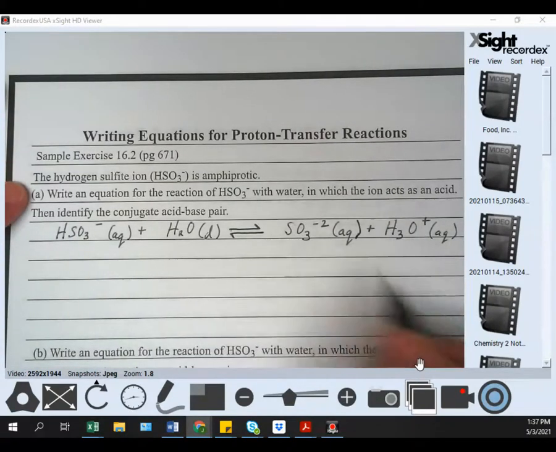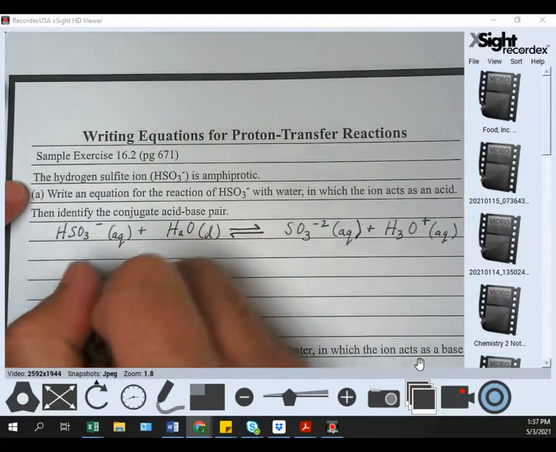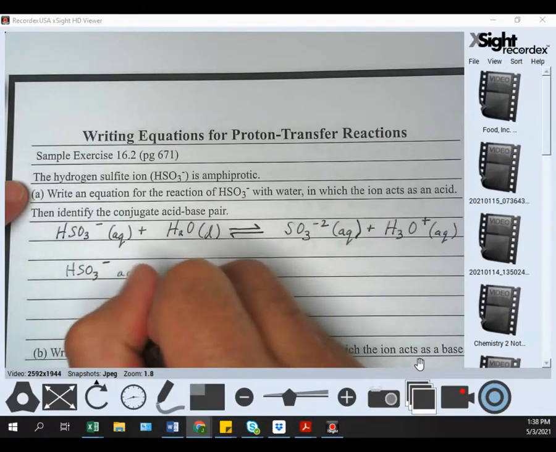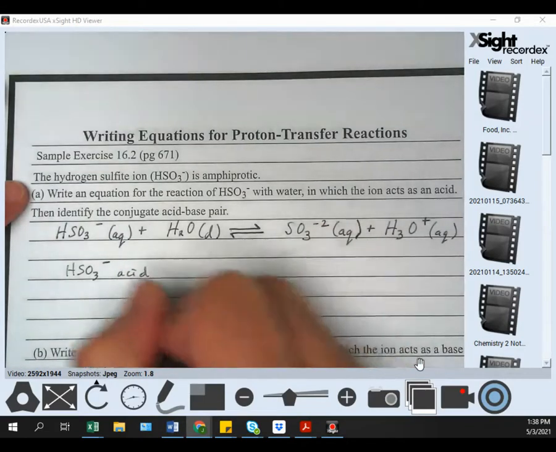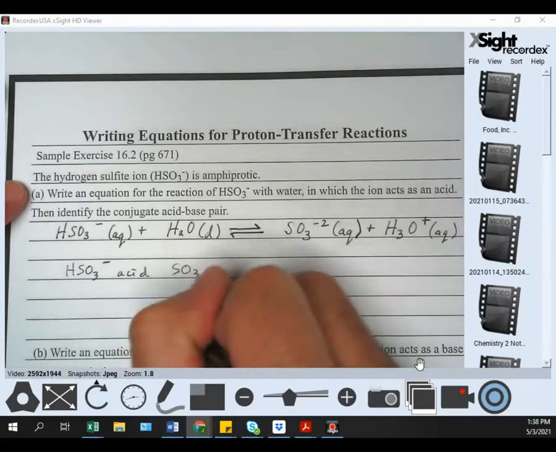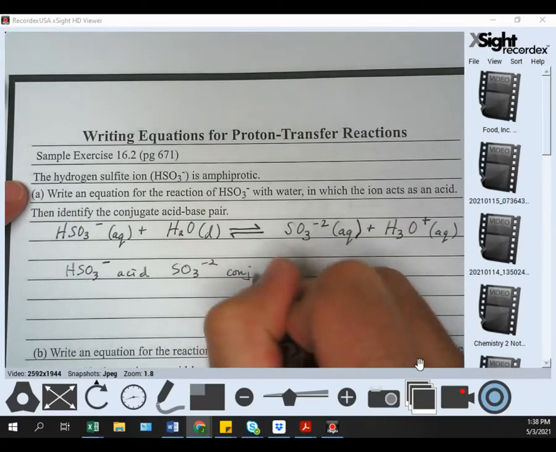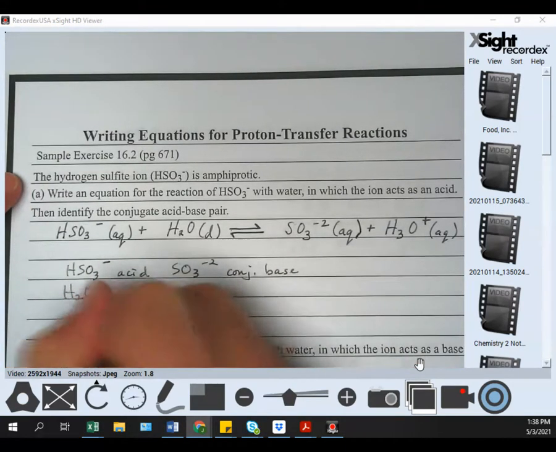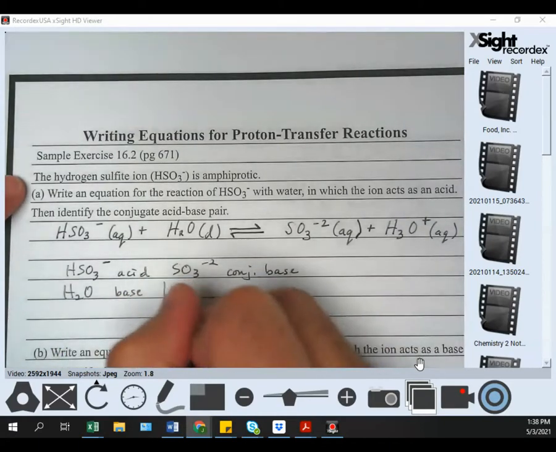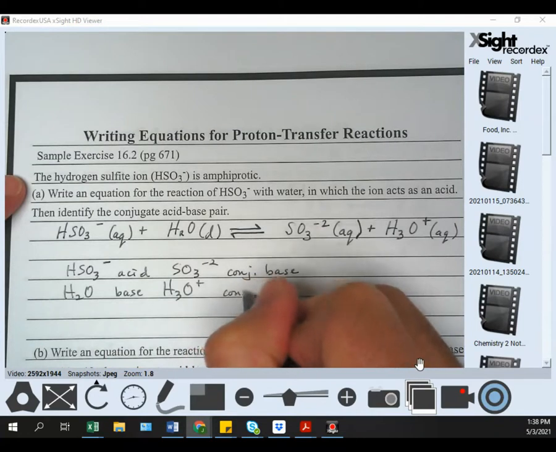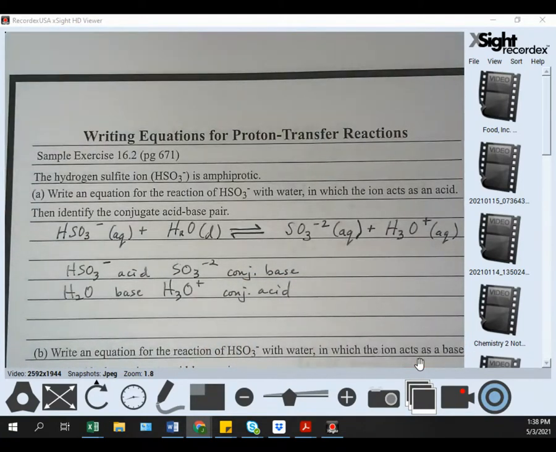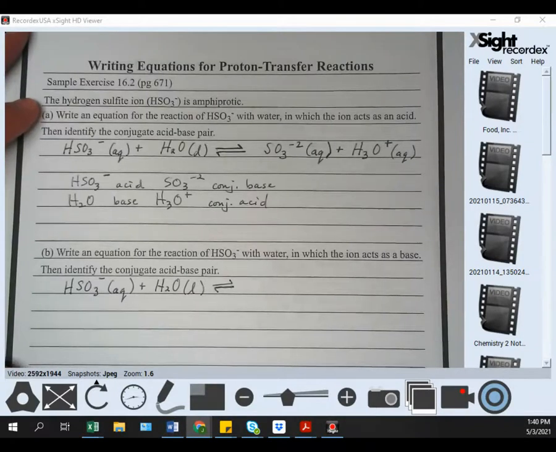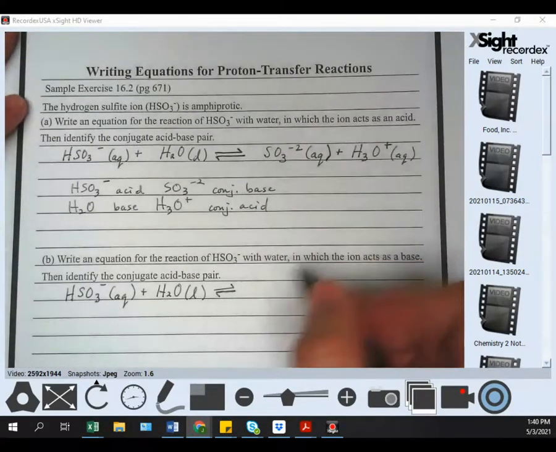Okay, then identify. HSO3 negative is what? Acid, which makes, what's the conjugate base then? There you go, good. And then H2O would be what? The base. And then obviously the only thing that's left is the H3O plus 1 as the conjugate acid. There we go, good. Okay. Now, I'm going to pause this for a second.